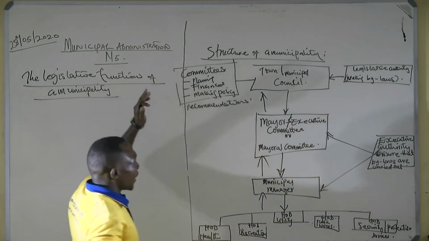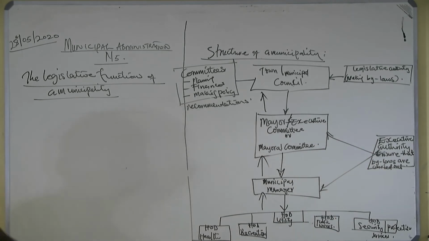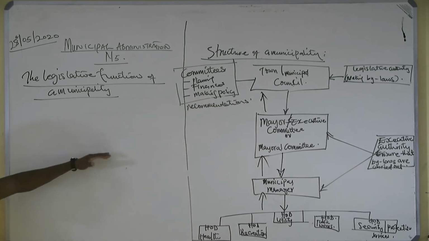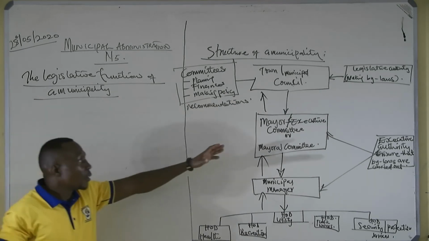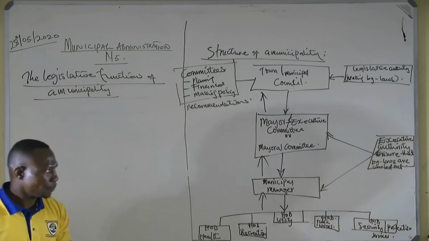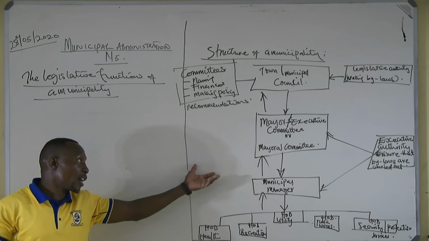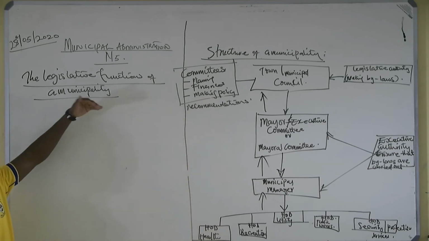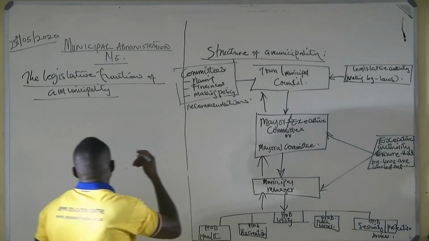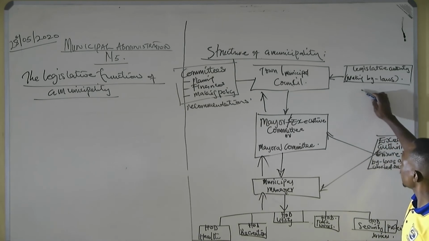Now, by looking at the legislative functions of the municipality, the chief function of the legislature in a municipality is to make bylaws. However, we are going to look at several other functions that are performed by the legislature as an organ out of the three organs, because there is what we call legislature, executive, and then judiciary.